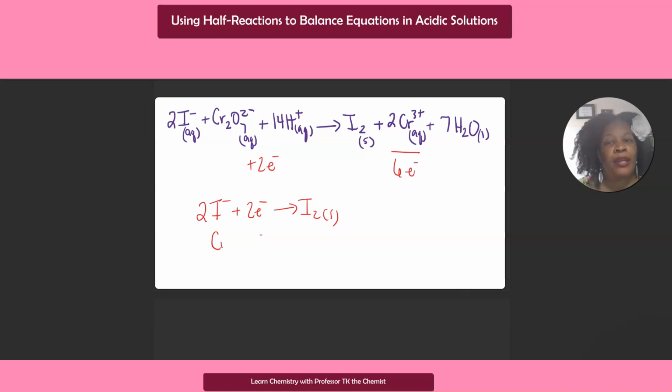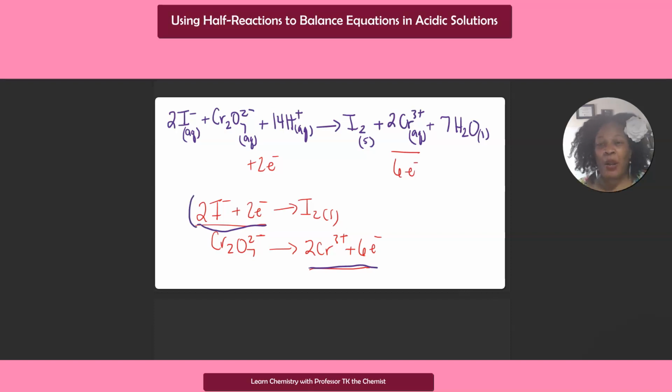Same thing for the dichromate ion. We have Cr2O7 with a -2 charge. That's going to produce the 2 Cr3 plus charge for your chromates. Now, when we add the 6 electrons here on that side, this simply means that in order to balance out the right-hand side with the left-hand side, we're going to have to multiply this particular reaction here by 3, the coefficient of 3.